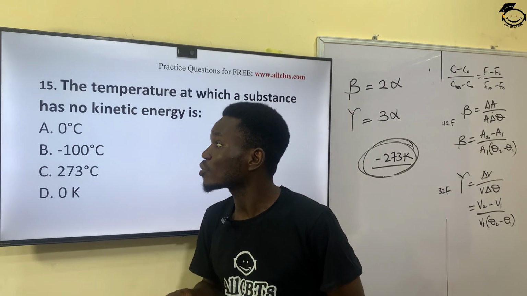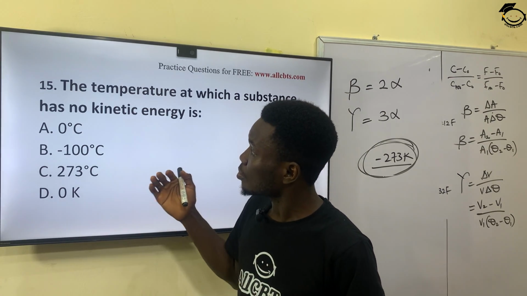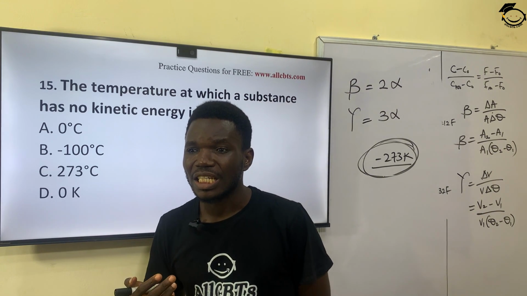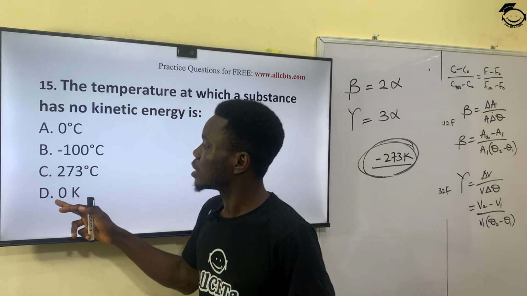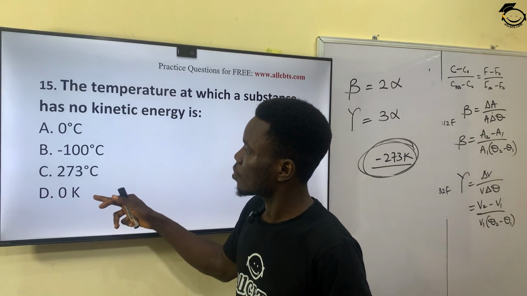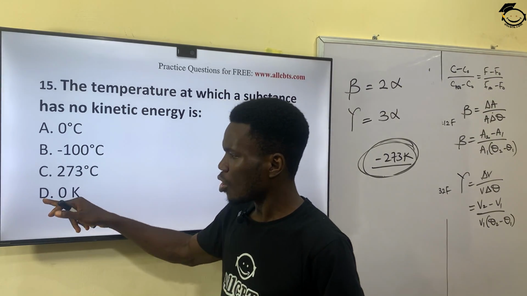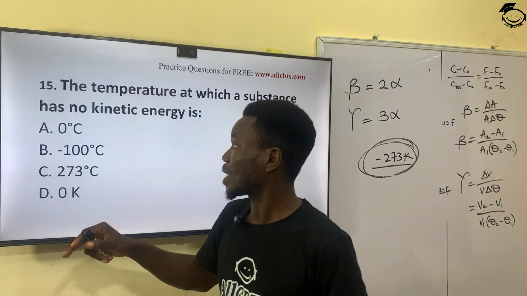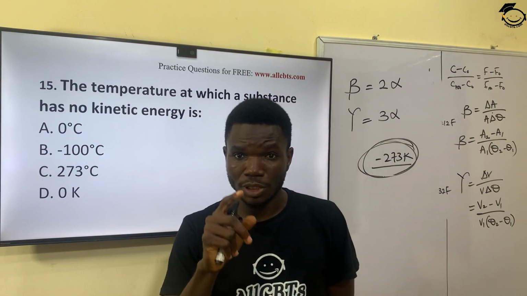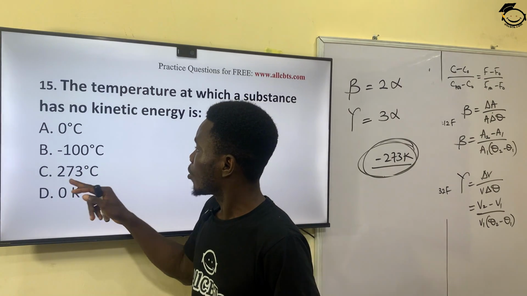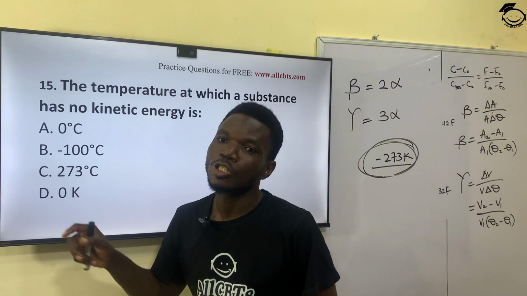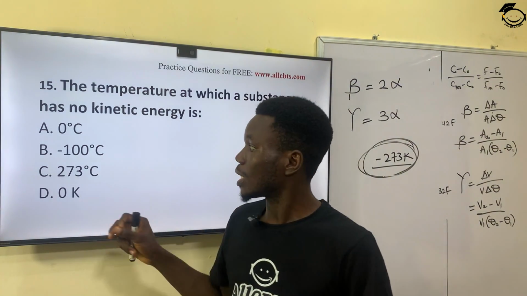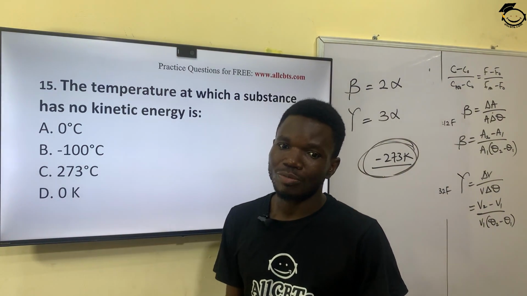So that is question number 15, which says, the temperature at which a substance has no kinetic energy. The temperature at which a substance has no kinetic energy is the absolute zero temperature, and that is 0 degree Kelvin. At 0 Kelvin, that is option D, which is also the same as saying minus 273 degrees Celsius. So this is option D, which is 0 degree Kelvin. So moving on to question number 16.